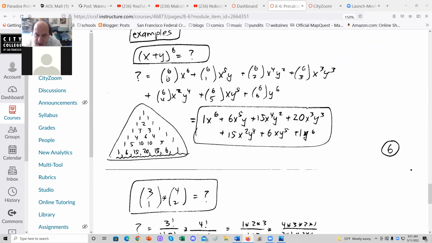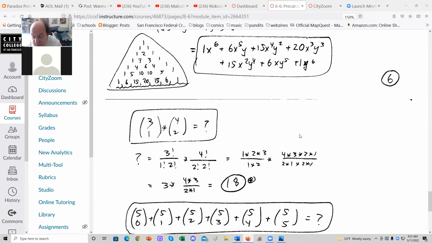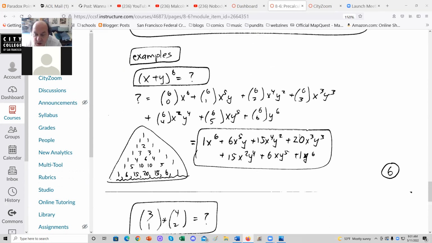I could calculate all these using the factorials, but in this case, it's easier just to do the constant sums. Last time we got as far as 1, 5, 10, 10, 5, 1. So you have a 1, then 1 and 5 is 6, 5 and 10 is 15, 10 and 10 is 20, 10 and 5 is 15, 5 and 1 is 6, 1 and 0 is 1. So 1x to the 6th plus 6x to the 5th y plus 15x to the 4th y squared plus 20x cubed y cubed plus 15x squared y to the 4th plus 6xy to the 5th plus 1y to the 6th. So that shows up.